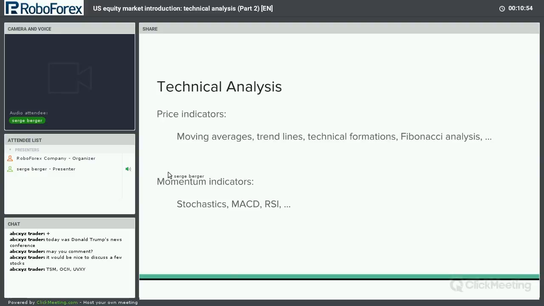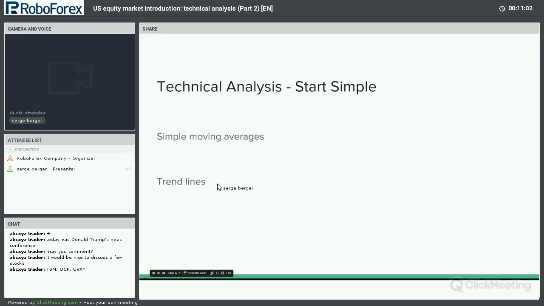But to keep things simple, I think these two are really the major ones you want to focus on. All right. I am a big proponent of keeping things simple when it comes to technical analysis. I think simple moving averages and trend lines are your best friend. I don't think it needs to be much more complicated than that. And we will build on that.